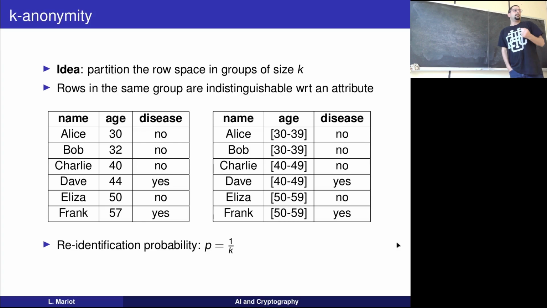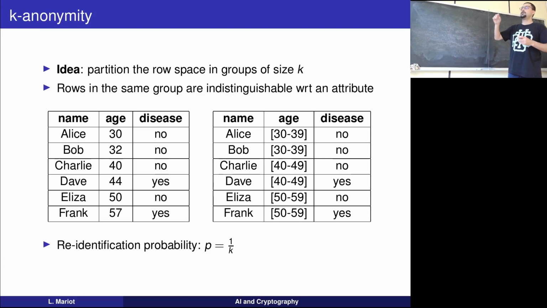One of the first ideas to solve this problem came out in the late 90s by Latanya Sweeney and Pierangela Samarati, and it's this idea of k-anonymity. The idea is that we are going to partition the row space of our database in equal-sized subsets. And in each of these subsets, we are going to do some generalization or suppression, usually generalization. The generalization is done in such a way that rows inside the same group are indistinguishable from one another with respect to that particular attribute.